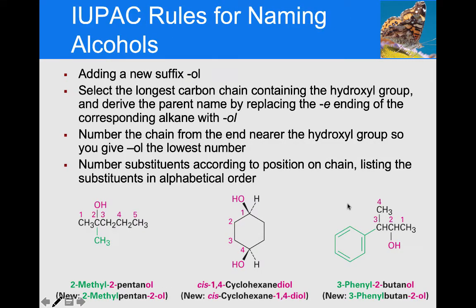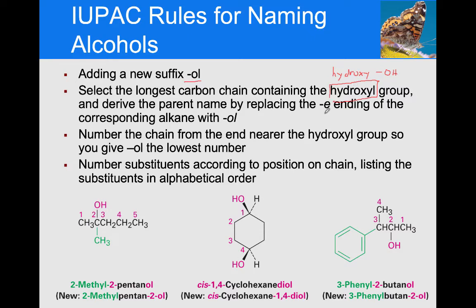Now, as far as naming alcohols, technically we're adding a new suffix. The new suffix that we're adding here is OL, right? So what we're going to do is find the longest chain that contains what we call the hydroxyl group, or the hydroxy group. I think this is supposed to be hydroxy. The hydroxy group is what is termed as the OH. So what we're looking for is the longest chain that has the OH.